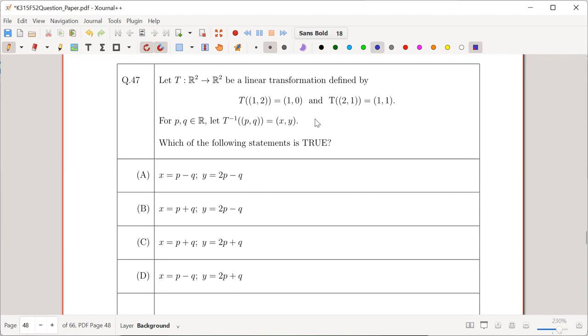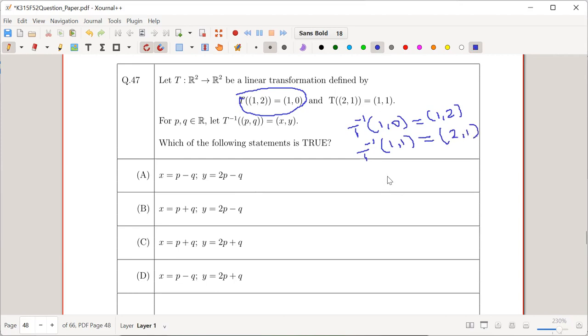Therefore, from this, we conclude that T inverse of (1, 0) should be (1, 2). And from the second condition, T inverse of (1, 1) should be (2, 1). Okay. So if we look at the first case, if you take p equal to 1, q equal to 0, you will get x equal to 1 and y equal to 2.